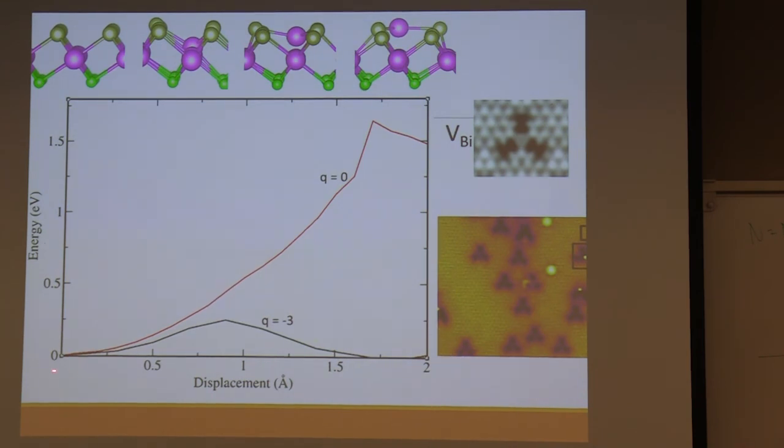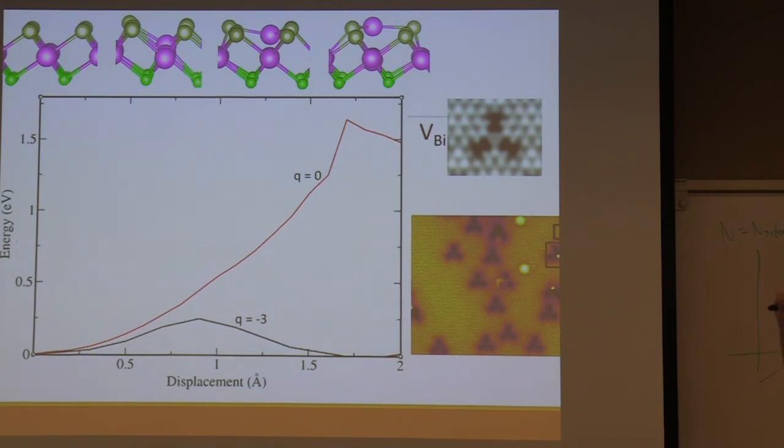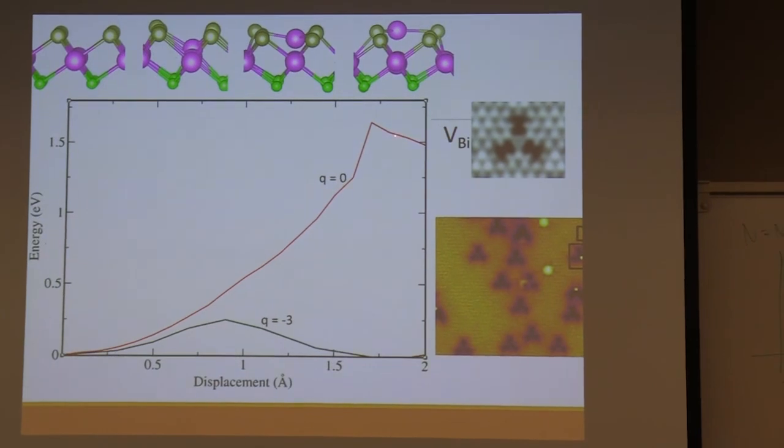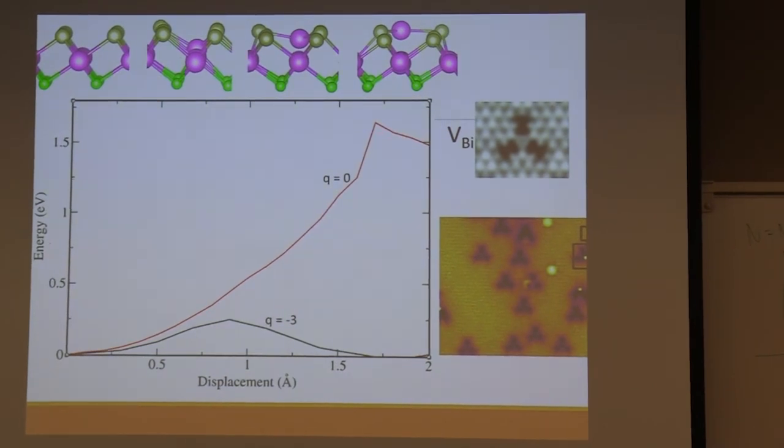So this plot is our reaction coordinate. If we start in the perfect position, so perfect lattice, and then we slowly pull this bismuth out, how does the energy of the system change as a function of pulling this out? If you look at things this way, you can see that the energy goes up, up, up, up, and then maybe there's a new minimum. So this corresponds to forming a vacancy.